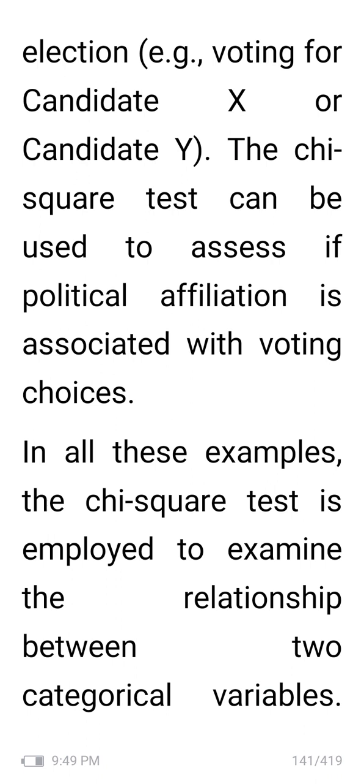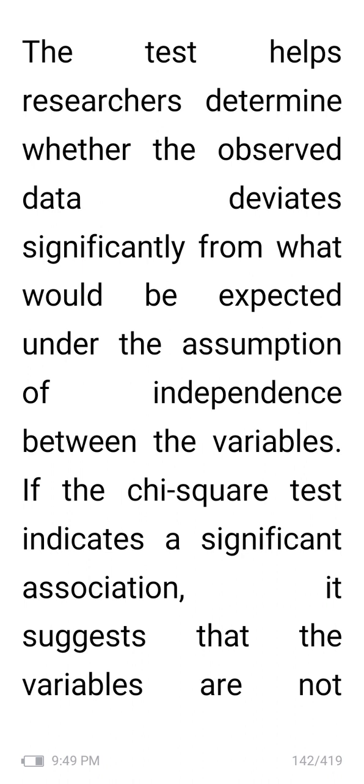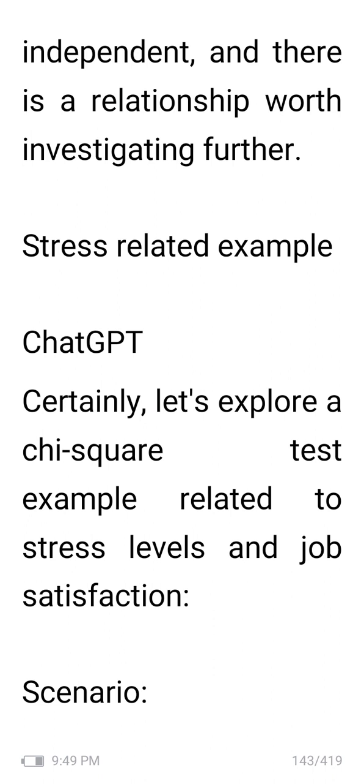In all these examples, the chi-square test is employed to examine the relationship between two categorical variables. The test helps researchers determine whether the observed data deviates significantly from what would be expected under the assumption of independence between the variables. If the chi-square test indicates a significant association, it suggests that the variables are not independent and there is a relationship worth investigating further.